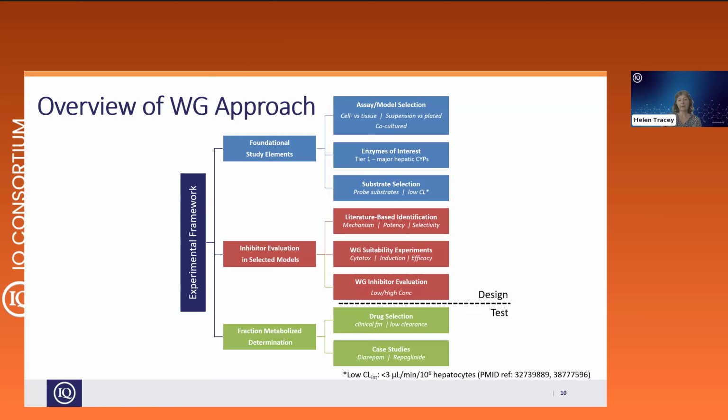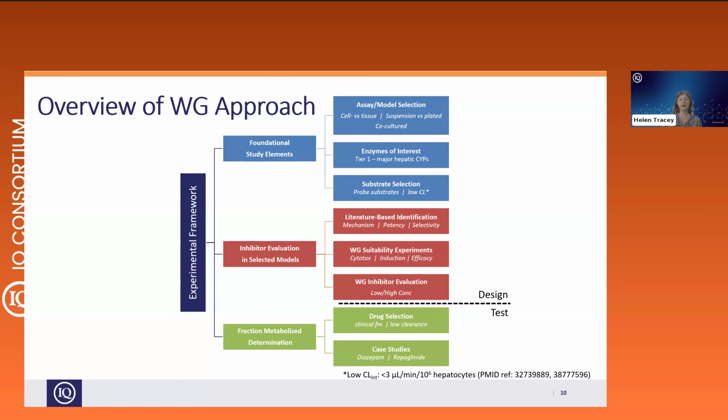Our next step was to perform an evaluation of the potential inhibitors in our selected hepatocyte models. This is highlighted in brown on the slide. Ting is going to discuss these in more detail later, so I'm just going to give a brief outline of our processes. We started with a literature-based search for potential inhibitors based on their mechanism, potency, and selectivity. And then we conducted an assessment of the suitability of potential inhibitors for use in long-term cultures. And this was based both on literature data and experimental data generated within the working group. Our final step was to evaluate our selected inhibitors in the hepatocyte systems to determine appropriate concentrations to use in the estimation of FM.